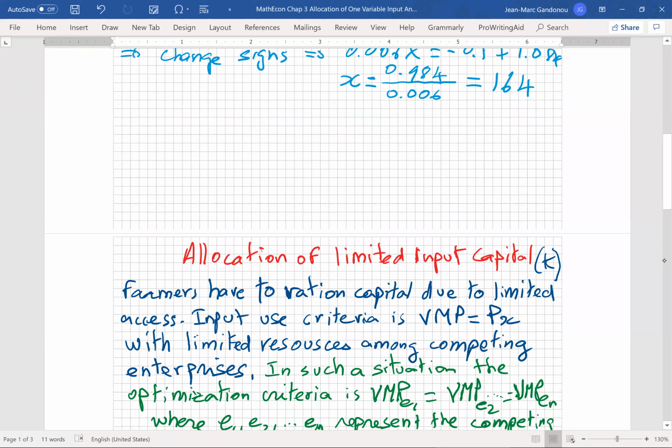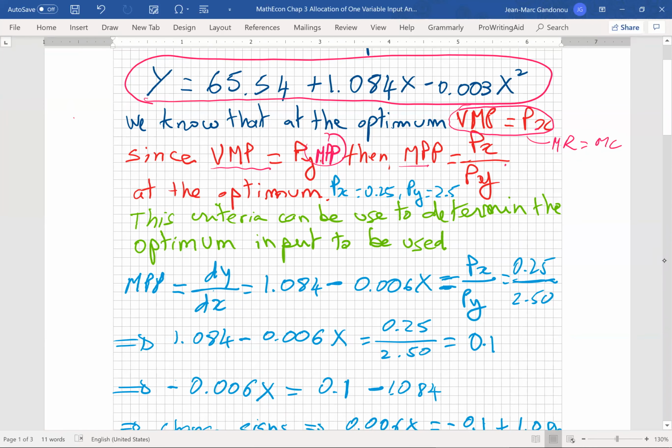Okay, because to get this, indeed, from this value here, what I have is value marginal product is PY times marginal physical product equals PX. So marginal physical product equals PX divided by PY.